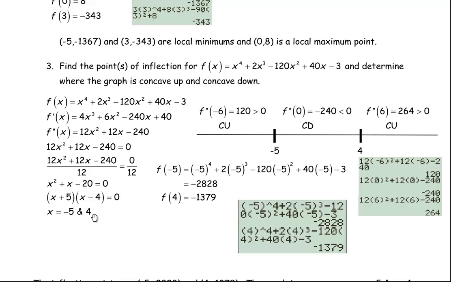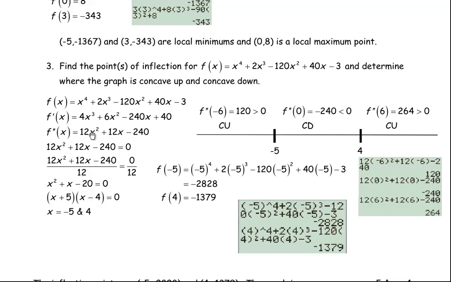We have to actually check to make sure the sign of the second derivative changes there. So that's why the number line's here. So here's my number line, and I put negative 5 and 4 on it. And so I'll check the second derivative at a number below negative 5. I use negative 6. And so I'm substituting the negative 6 into the second derivative.